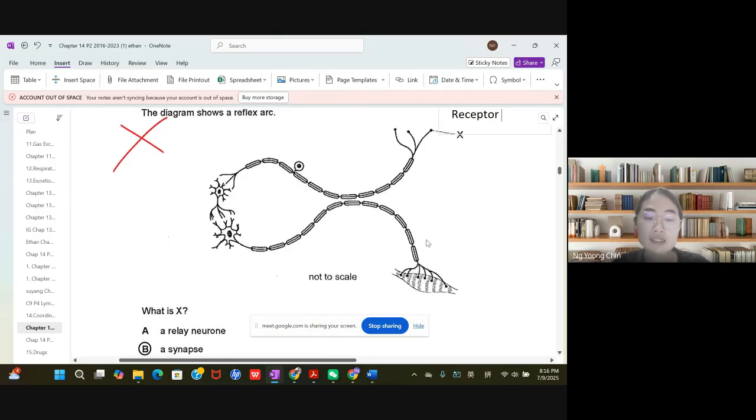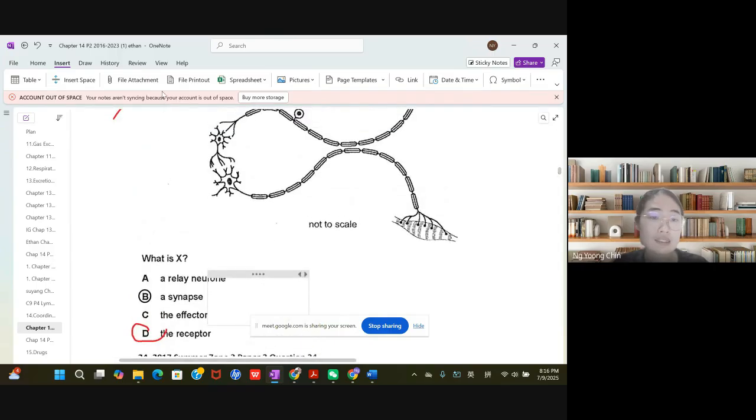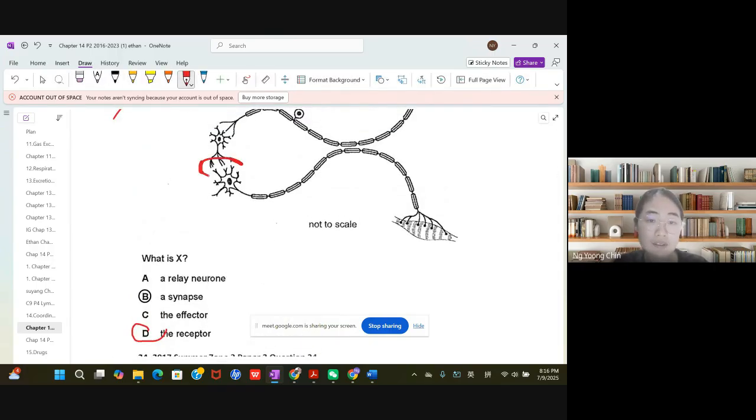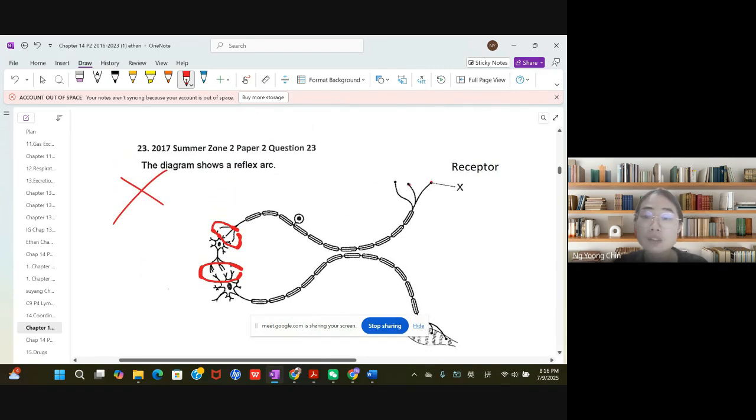It's because a synapse is a connection from one neuron to another neuron. So this is called a synapse. This is a synapse, because there is a connection between one neuron and another neuron. In this one, it's a receptor because they don't have another neuron connected with it.